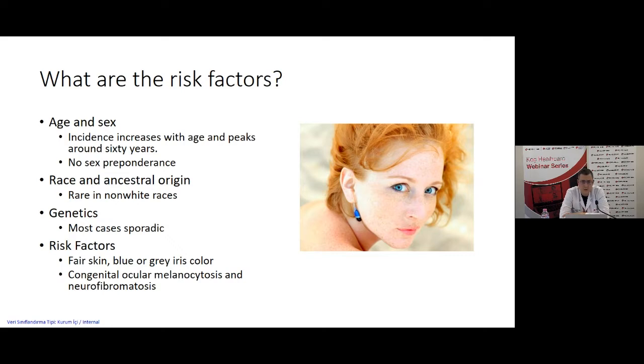As I said, most cases are sporadic. That means there is no family history for most of the people, and the risk factors are seen mostly in people with fair skin, with blue or grayish iris colors. So they are basically seen mostly in Western, Anglo-Saxon civilizations. There can be risk factors of the eye, but these are not relevant to our talk right now.